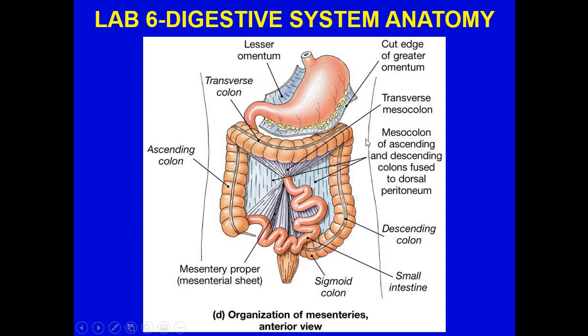We also have the transverse mesocolon here, which is attached to the transverse colon. These are all parts of the large intestine, by the way. So we have the ascending colon, transverse, descending, the sigmoid, and eventually, of course, the rectum. And you can see how some of these membranes are stretched out and play a role in support while the organs can kind of move around and jostle around in the midst of the digestive process.